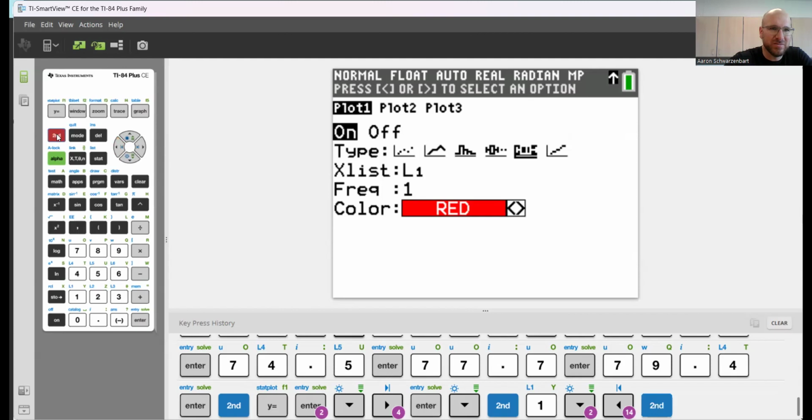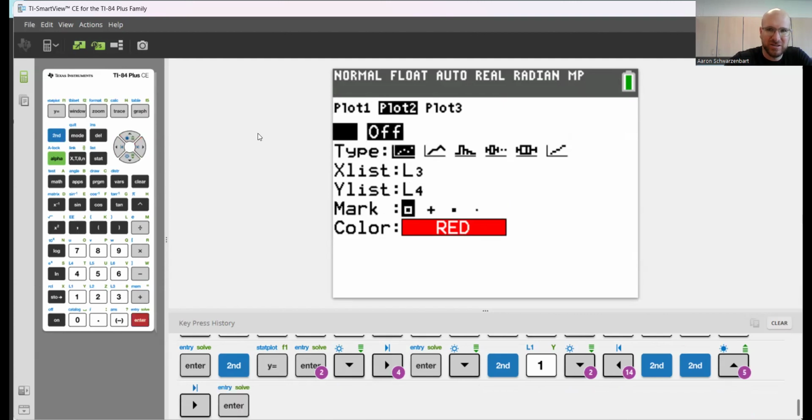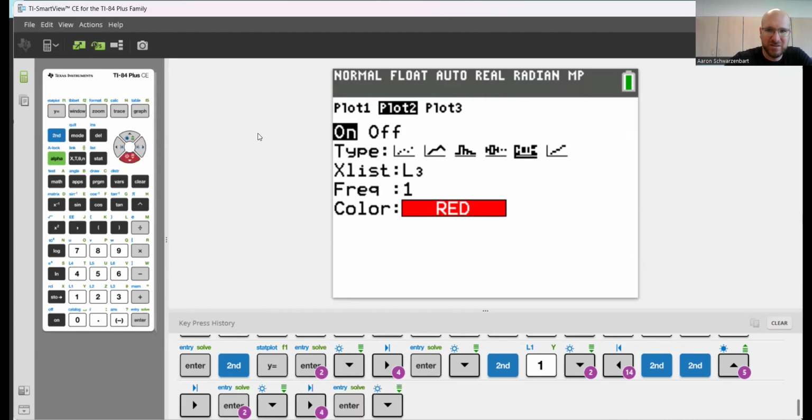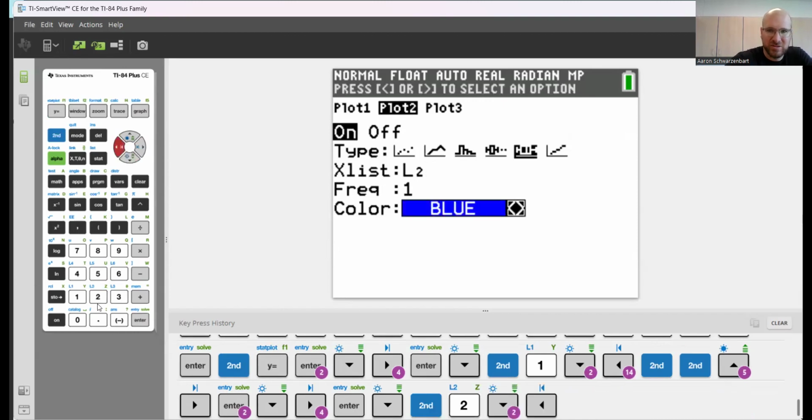And now we're going to set up plot 2, actually. So I can just scroll up here to the top and go to plot 2 and hit enter. And we're going to change this one to a box plot. And we'll do L2 now. This one I did in blue, so there we go. Red and blue.